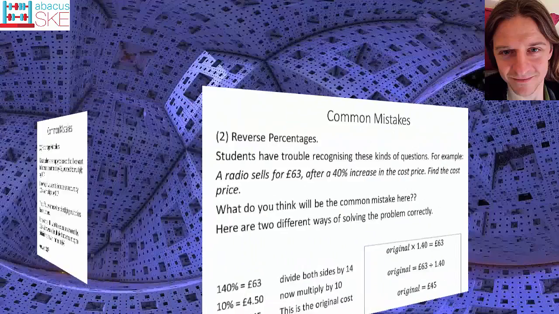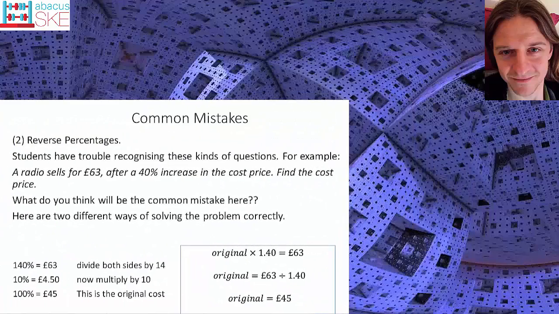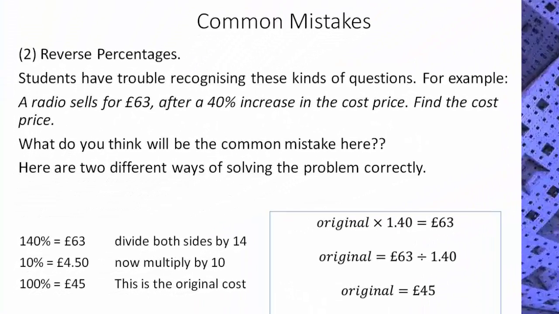Reverse percentages are also a problem. In fact, I would say it's one of the things which really confuses students. The first thing they have trouble with is just recognising that the problem is a reverse percentage question. A good example of this would be the following question. A radio sells for £63 after a 40% increase in the cost price.